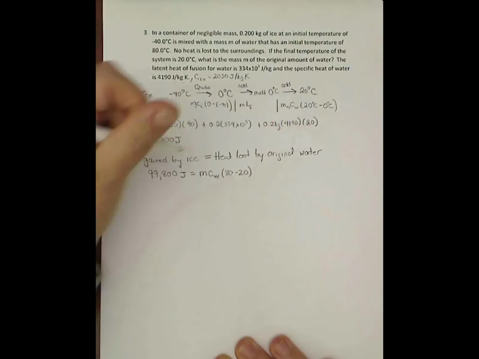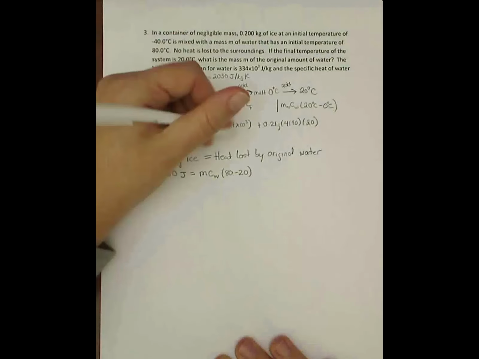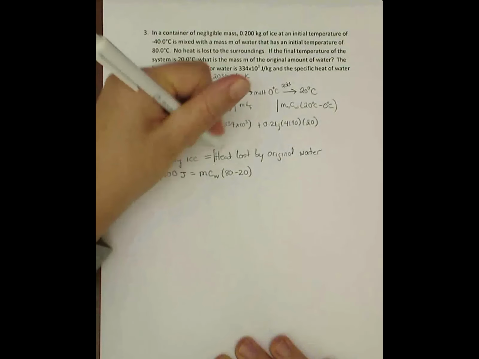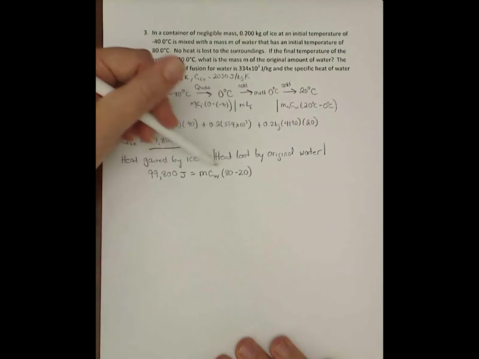And remember, I'm going to make both sides positive, so I'm going to write it like this. So 80 minus 20, even though that's initial minus final. So remember, I'm going to make this absolute value, so that's the amount of heat lost, not the sign lost. Okay, so I know the specific heat of water, I know the temperature change, I don't know the mass.